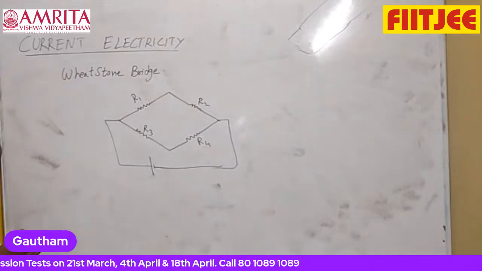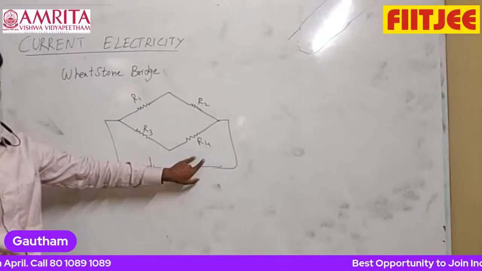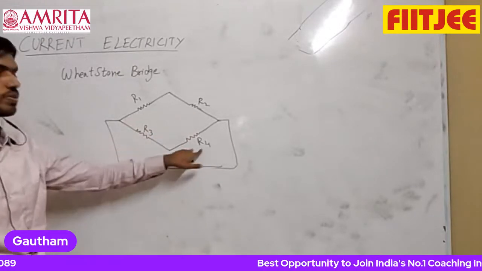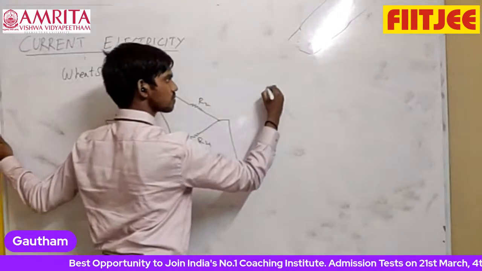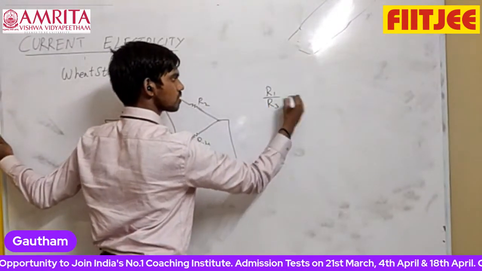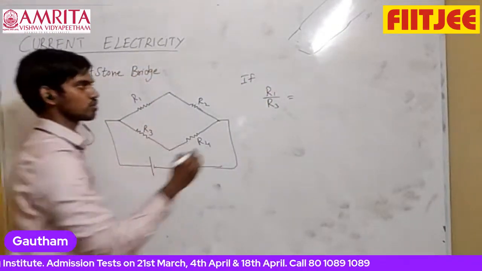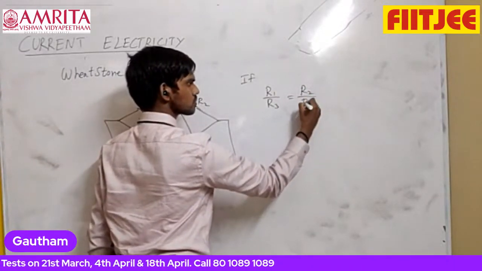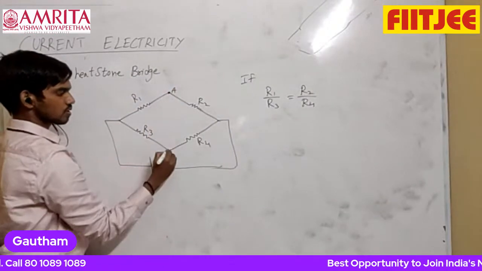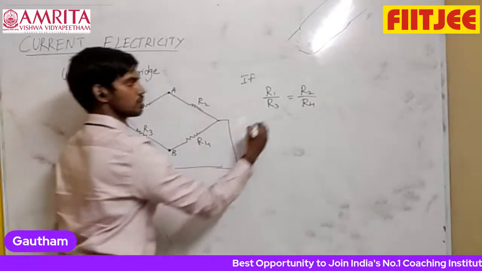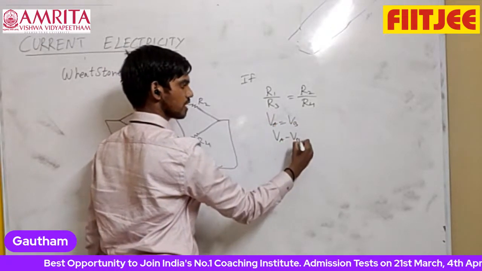So the condition is if R1 by R3 is equal to R2 by R4, or this by this is equal to this by this, anyone, both are the same. So if R1 by R3 is equal to R2 by R4, then these two points A and B, the potential of A is equal to the potential of B. So there is no potential difference between A and B.